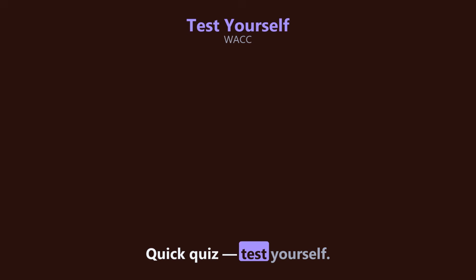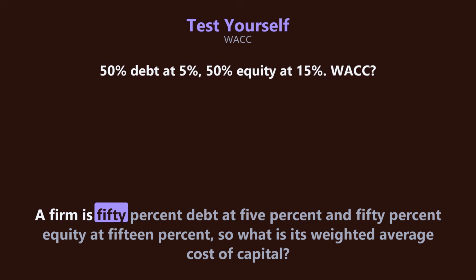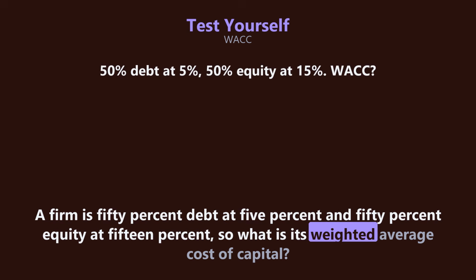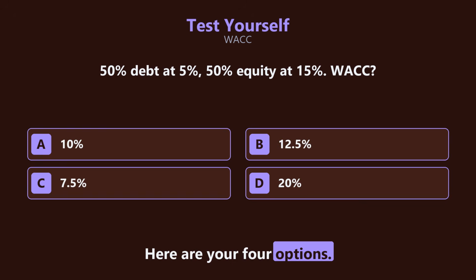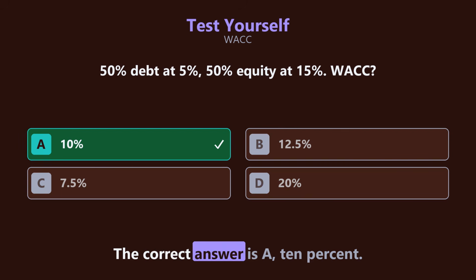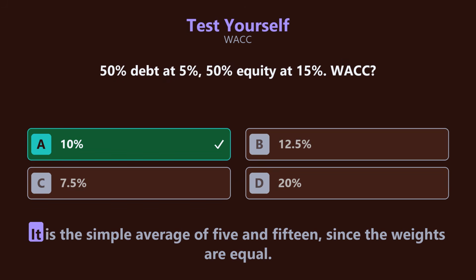Quick quiz, test yourself. A firm is 50% debt at 5% and 50% equity at 15%, so what is its weighted average cost of capital? Here are your 4 options. Pause the video and solve it now. The correct answer is A, 10%. It is the simple average of 5 and 15, since the weights are equal.